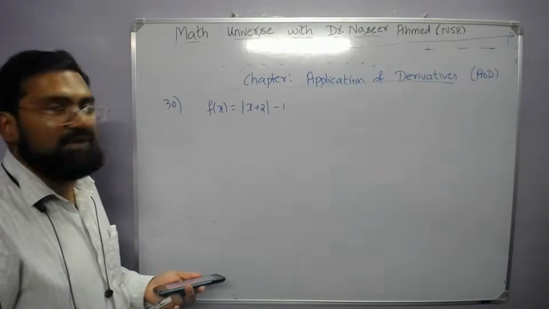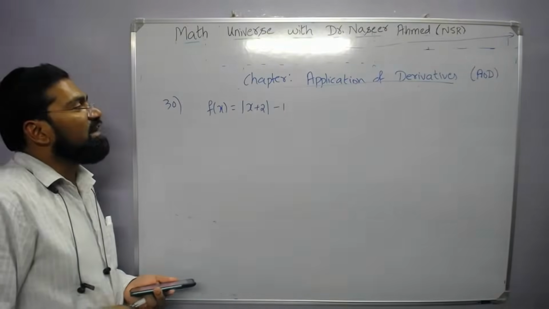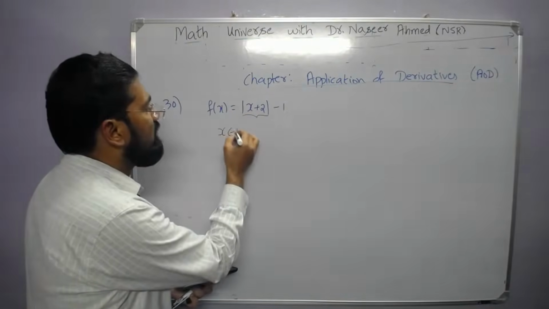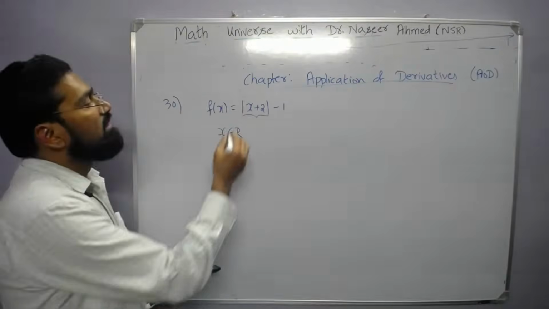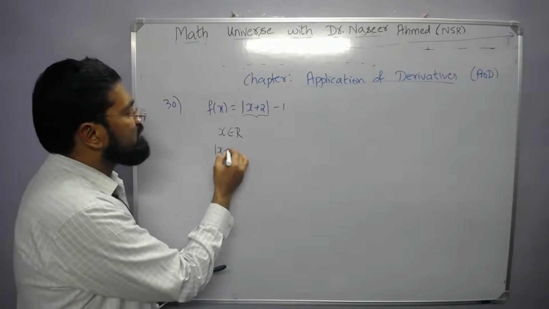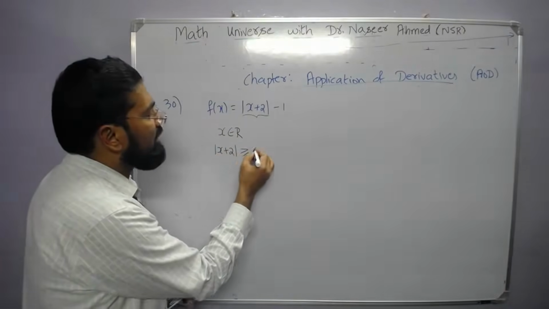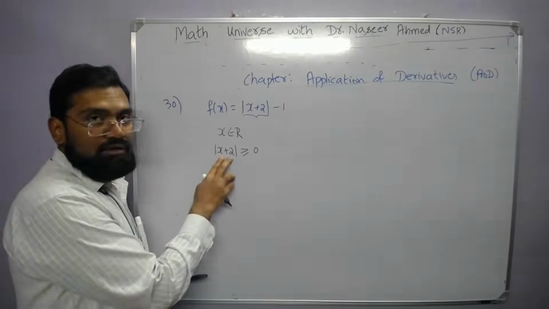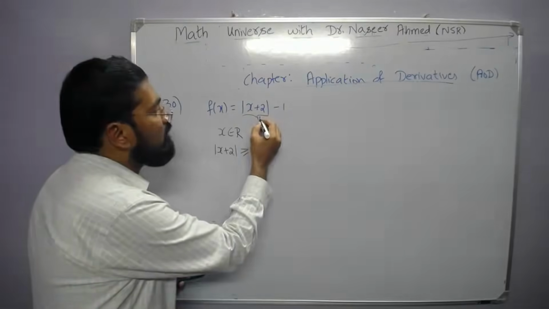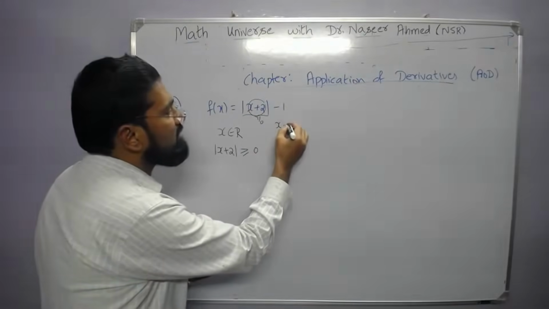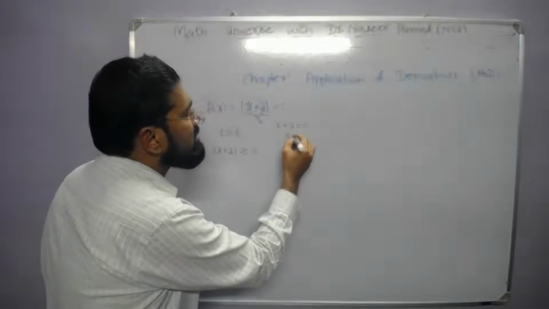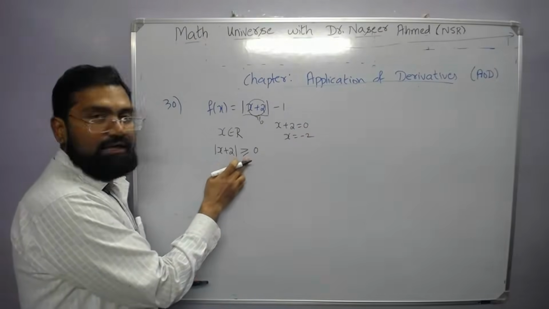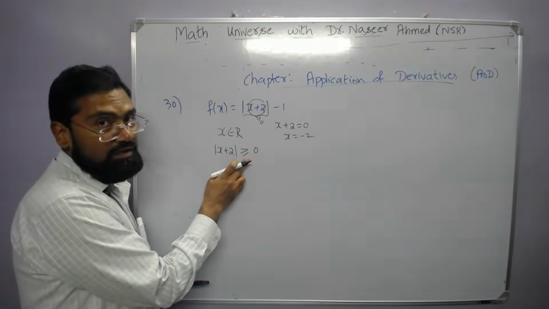Now see one by one what you have to find. First, you have to find what is mod of x plus 2. Don't forget x is a real number. Now, mod of x plus 2 is always non-negative. Mod will give always positive or 0. 0 means the term inside the mod is 0, and this can be 0. If I equate it to 0, you'll get x plus 2 is equal to 0, or x is equal to minus 2. So when x is equal to minus 2, x plus 2 will be 0. That's why mod of x plus 2 is greater than or equal to 0.